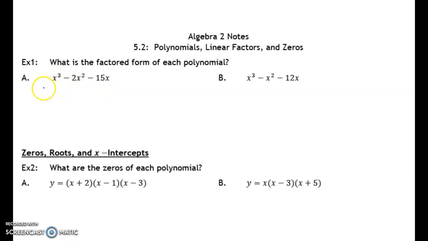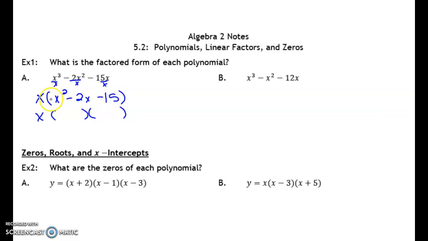So what you first want to do is pull out that x. If I take an x out of each of these, what is the leftover? We're left with x squared minus 2x minus 15. From there, we can factor further. So think multiply to be 15, have a difference of -2.